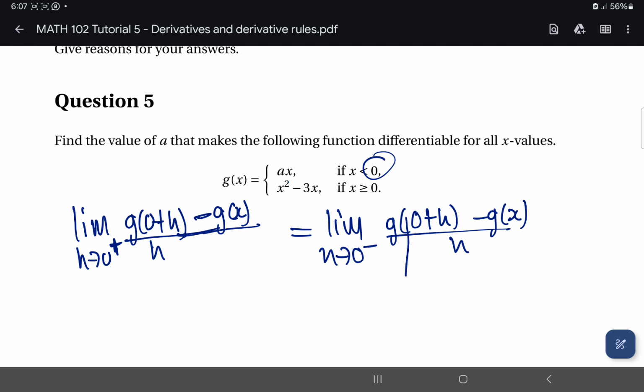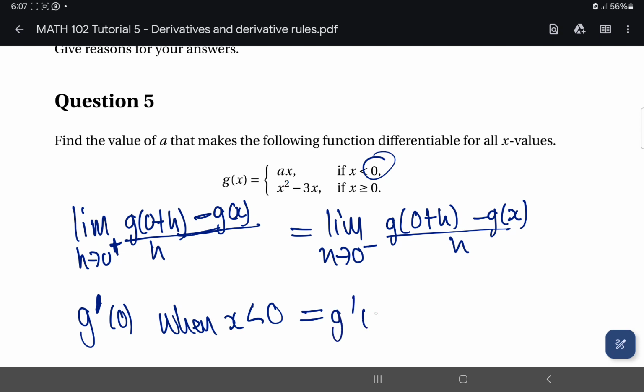The other way to do it is we know that this limit is just the derivative. So you can say g prime of 0 when x is less than 0 should be equal to g prime of 0 when x is greater than or equal to 0, okay? So these are the two things. You must put these two conditions together. The one on top is like the one on the bottom. The one on the bottom is easier.